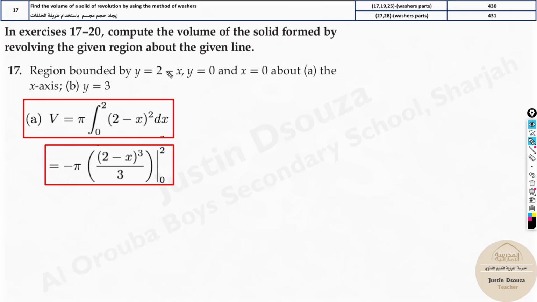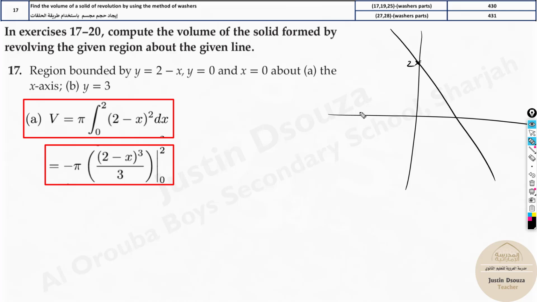Here for the first one, it's very important to understand the basic graph. 2 minus x is basically like minus x plus 2, so wherever there is plus 2 is the intercept, and it goes something like this. And what else do we have? y is equal to 0, so this will be y equal to 0, this part, and x is equal to 0, so it will be this line. Whatever region is formed within this, this is the region that is being revolved, about the x-axis.